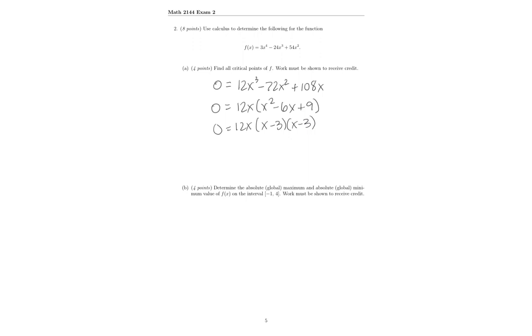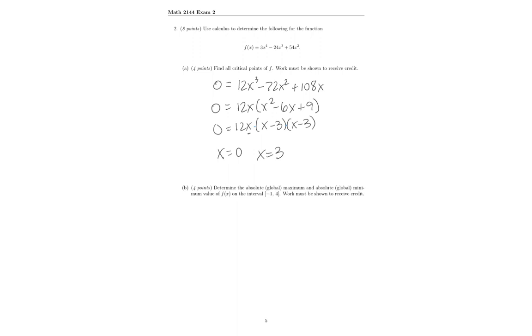And so our solutions are x equals 0 from this one, and x minus 3 equals 0, which is just x equals 3. And that's because of the zero product property. Since I have these things multiplied together equal to 0, it means that one of those things must equal 0. So either x equals 0 or x equals 3.